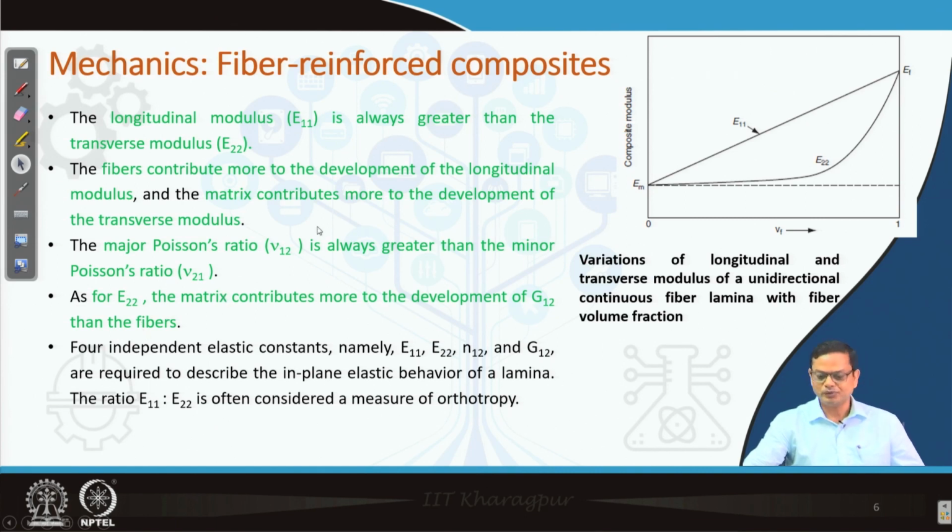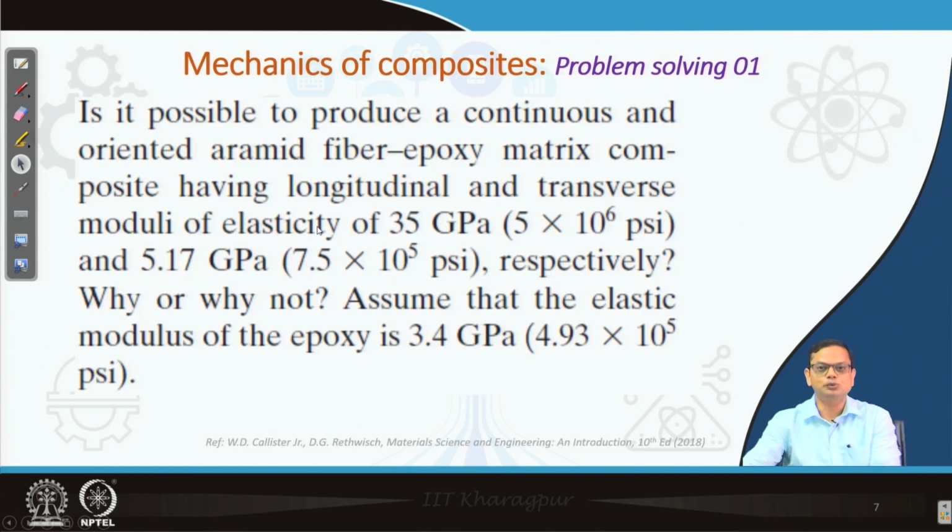Okay. So, now let us try to solve certain problems. The first problem says, is it possible to produce a continuous and oriented aramid fiber epoxy matrix composite having longitudinal and transverse modulus of elasticity of 35 GPa and 5.17 GPa respectively?